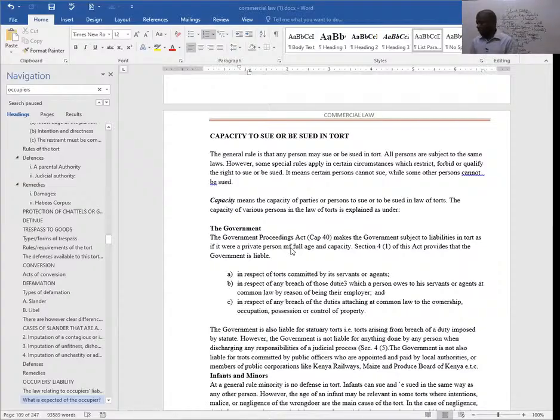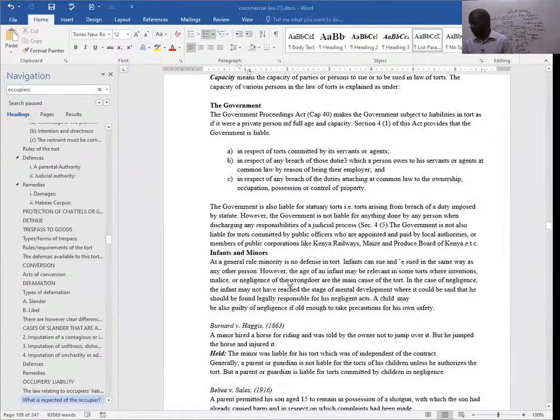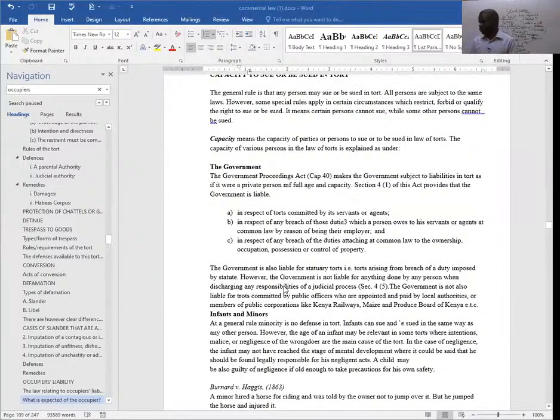So infants and minors, do they have the capacity to sue or be sued under tort? As a general rule, minority is no defense in tort. Infants can sue or be sued in the same way as any other person. However, the age of the infant may be relevant in some torts where the intentions, malice, or negligence of the wrongdoer are the main cause of the torts. So you can see that under certain torts, it doesn't matter whether you have attained the age of majority or not, an infant or a child can still be held responsible.